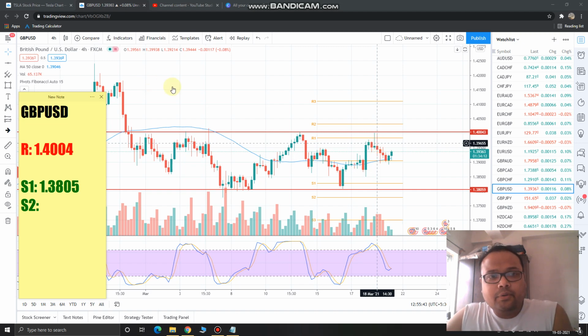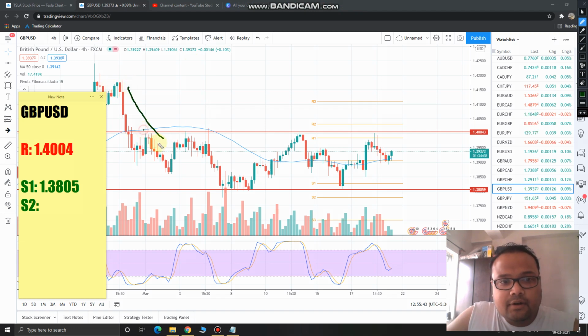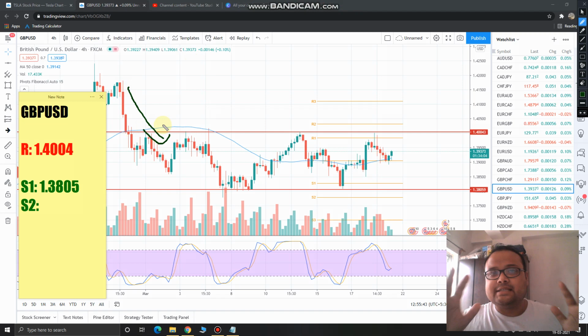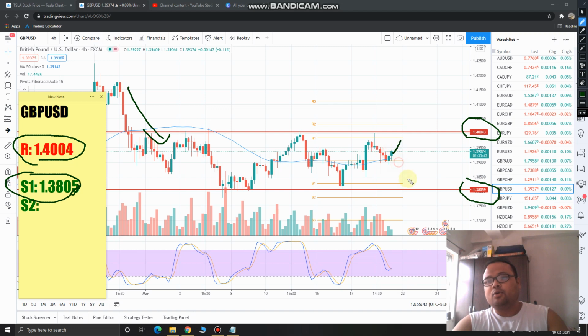Okay, so let me take out the pencil first. After this fall we know it very well, market is in range right now, and you all know I love range bound market. Okay, so you can see that I have drawn two lines here. The 1.4004, this is the resistance for the market on the upside, and 1.3805, this is the support for the market. So just wait for the market to go up or go down, that's it.